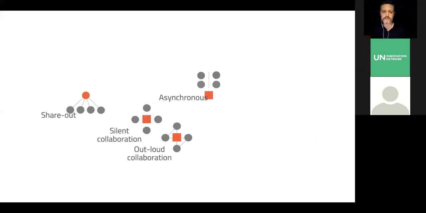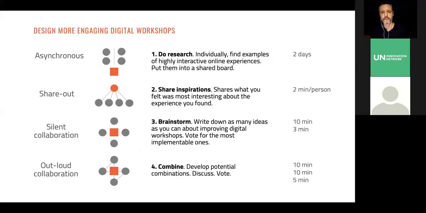So let's take a look at what that might look like in a session. Suppose that you wanted to do a brainstorm around how do we design more engaging digital workshops? Well, you might start off with some asynchronous work, right? You might tell your participants, we're going to do some research individually to find examples of highly interactive online experiences. And then you're going to put them into a shared board that everyone can see. So you can see there the accountability, right? Everyone who looks at that shared board can see who's done their homework and who hasn't.